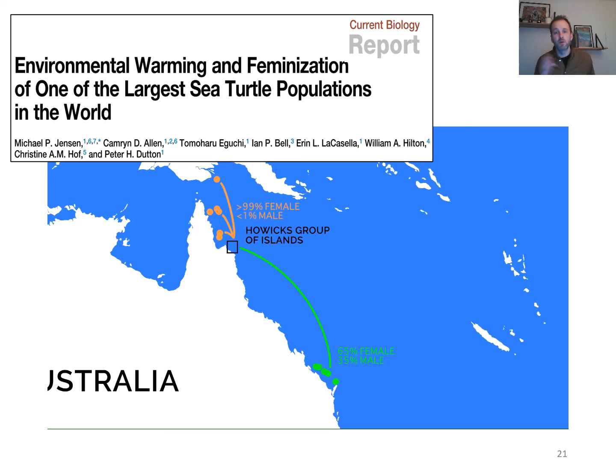And I think in order to fully understand the impacts of extreme female biases, we need to learn a lot more about the male components of sea turtle populations moving forward.